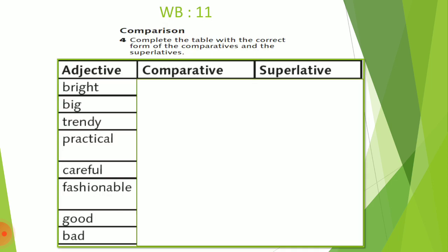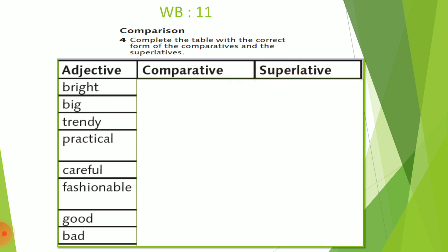Let's go now to the workbook page 11. Complete the table with the correct form of the comparative and the superlative. You have the adjectives bright, big, trendy, practical, careful, fashionable, good and bad. Good and bad are irregular adjectives. Now we want to write the comparative and the superlative form.